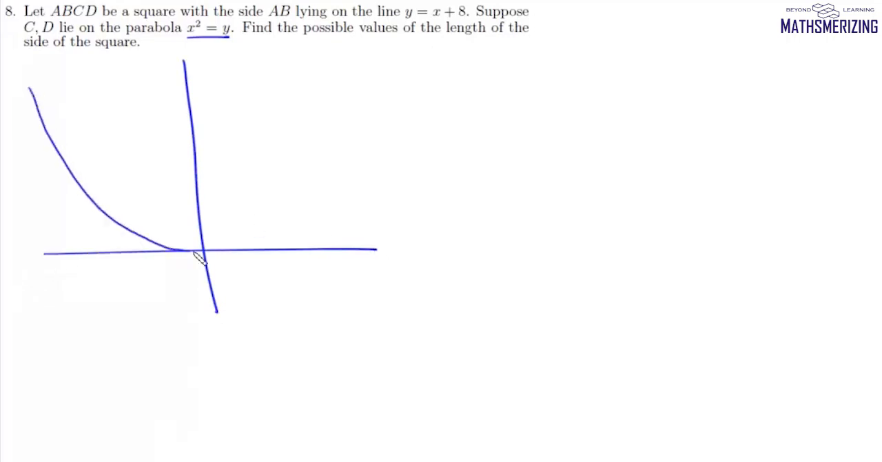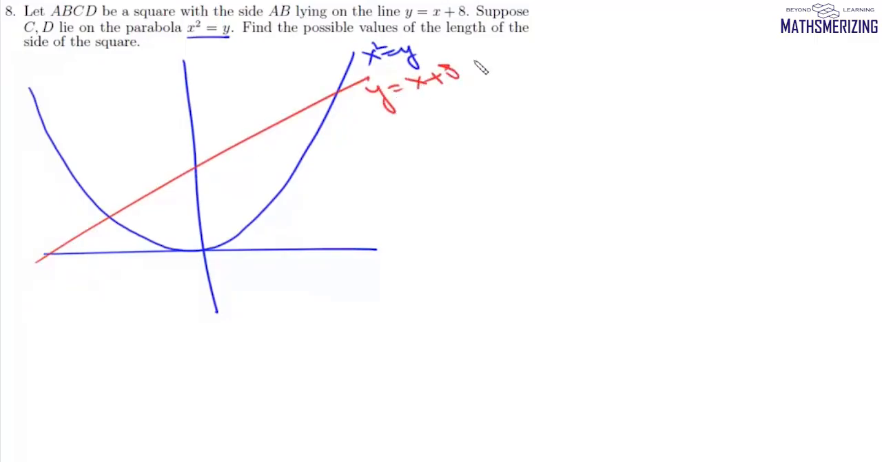Now here the question is, let ABCD be a square with side AB lying on the line y equals x plus 8. Suppose C and D lie on a parabola x square equals y. Find the possible values of length of the side of this square. So we have this parabola x square equals y. And then we have this line which is y equals x plus 8. Now we have this square where AB lies on this line, and then we have CD.